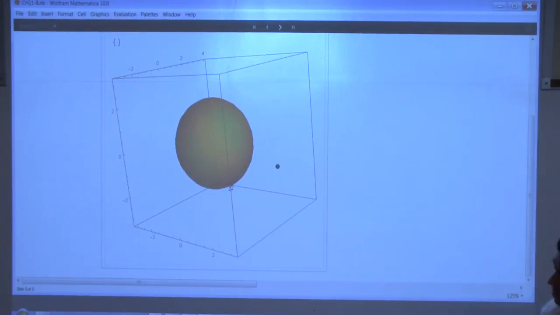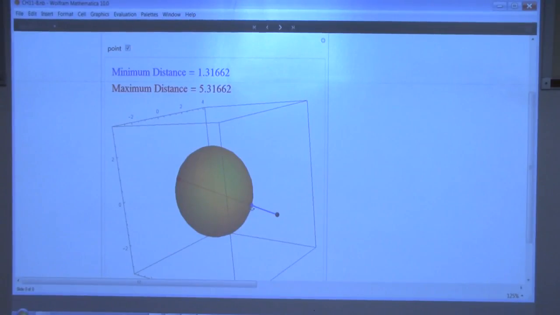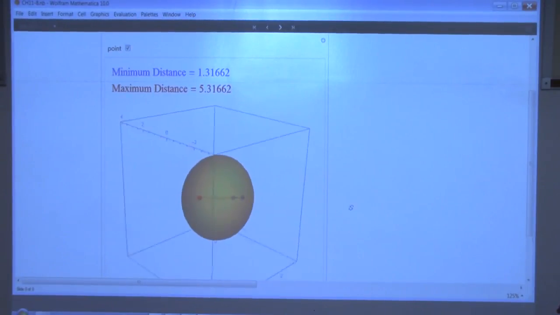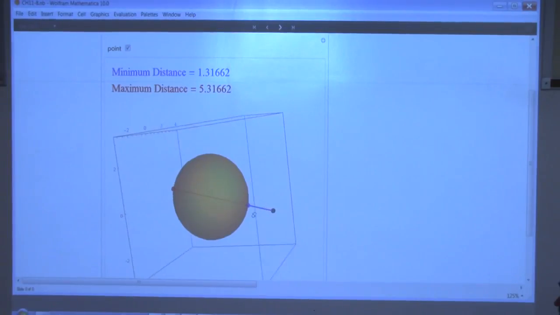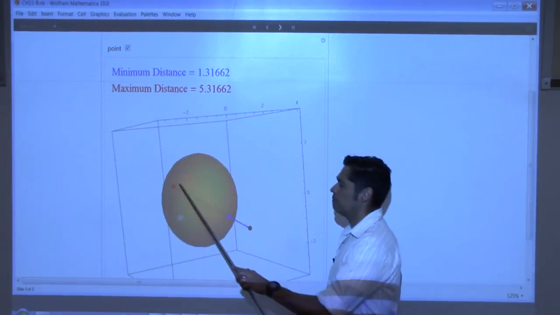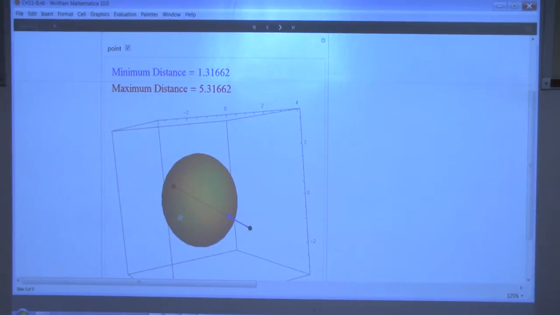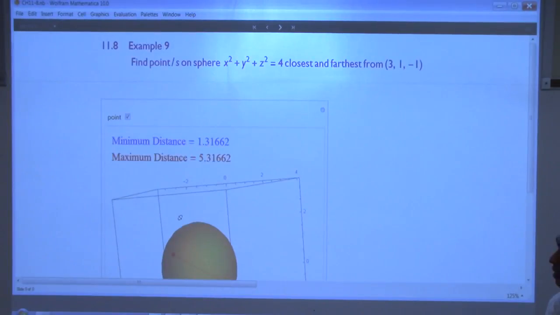So does it make sense to you that the point closest is right here in the blue? The one furthest away would be on the other side, correct? In red? Okay, so we would like to find those 2 points, if possible. Somehow this is a Lagrange problem. So let's see if you can help me get it set up.